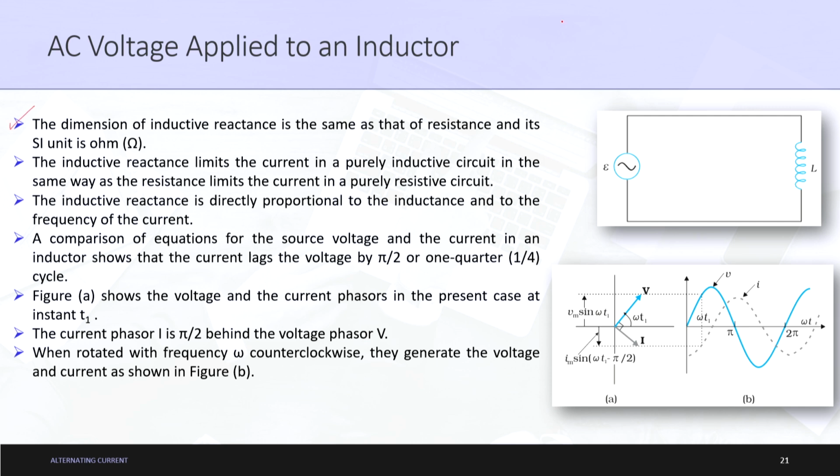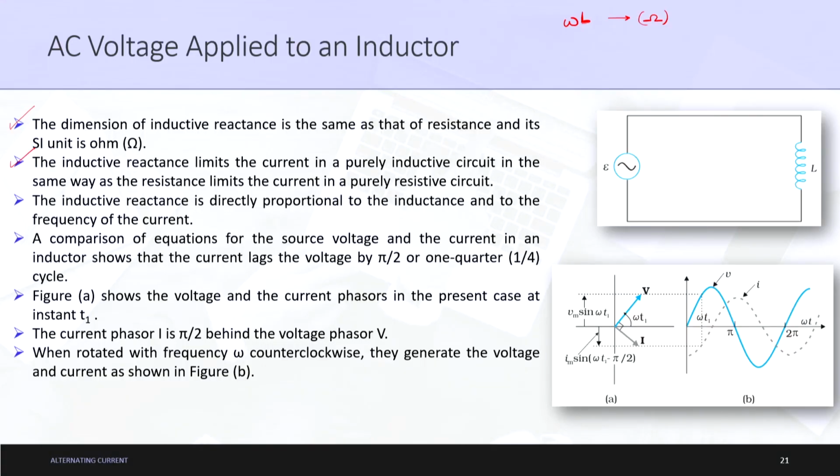So, basically omega L has a unit of ohms. Okay. The inductive reactance limits the current in a purely inductive circuit in the same way as the resistance limits the circuit current in a purely resistive circuit, quite evident, and that is the reason we are saying it to be analogous to reactance, correct. So, in very easy terms, if a resistor is there we can directly put capital R, but if an inductor is there we will directly use omega into L.